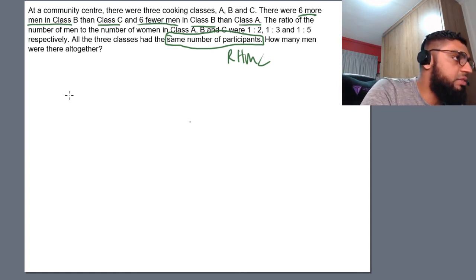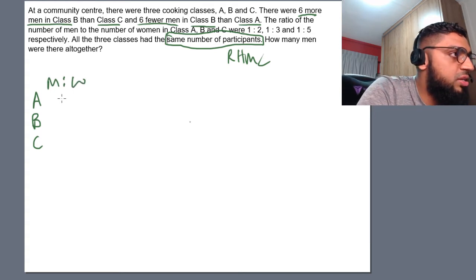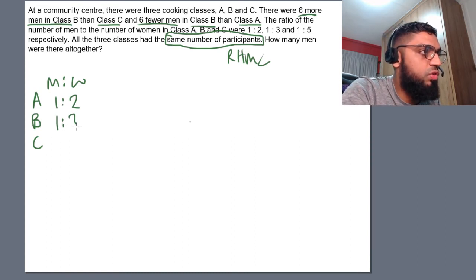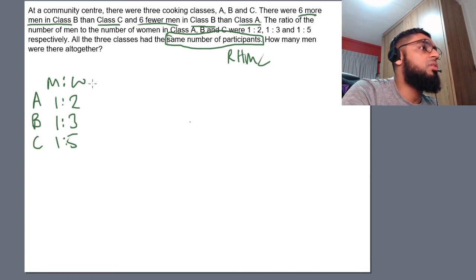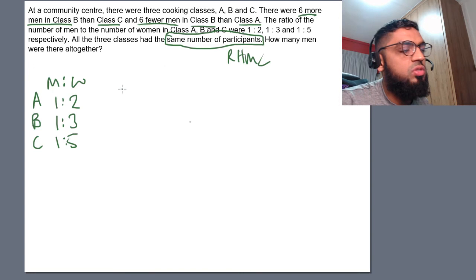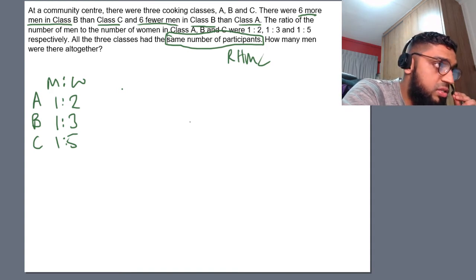Right, so from here I can develop for myself 3 sets of ratios as they have given to me for A, B, and C for men is to women. So for class A, it's 1:2, class B, it's 1:3, and class C is 1:5. Now remember the super duper important keyword, same number of participants. So from these keywords, I know that the total number of participants for A, B, and C are all the same.